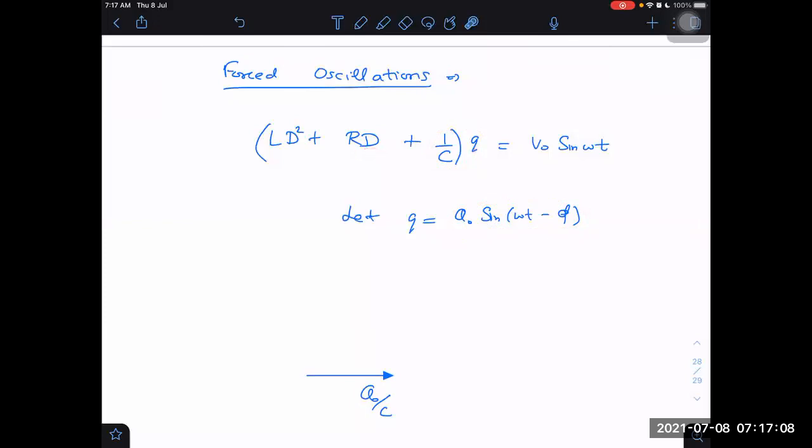Differentiating q will give us, it will make it lead. Differentiation will make it lead. Remember, differentiation turns it by 90 degrees. So it will turn it by 90 degrees this side, in the clockwise direction. And then once more differentiation will make it turn once again in this direction.